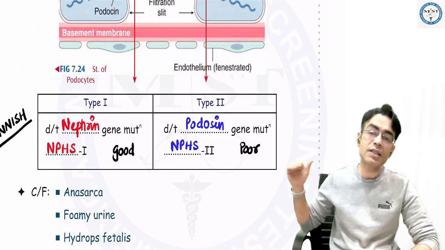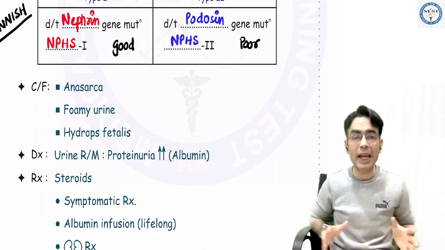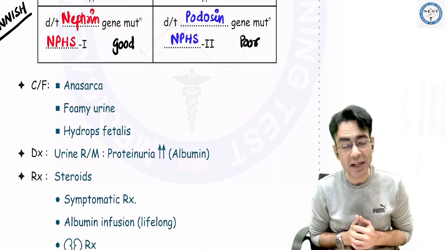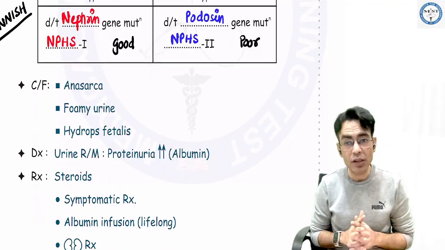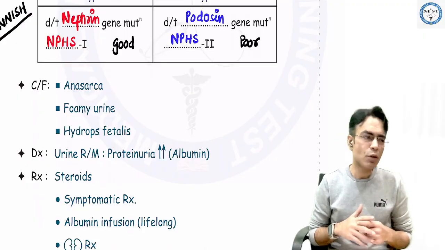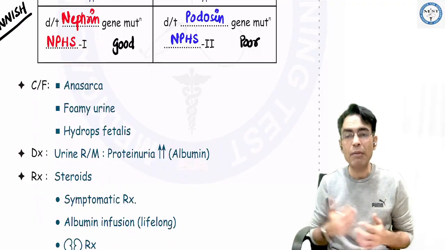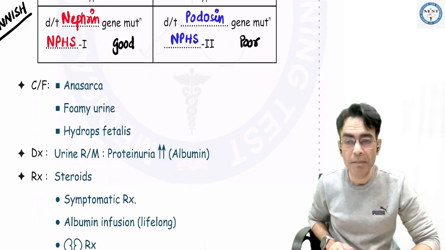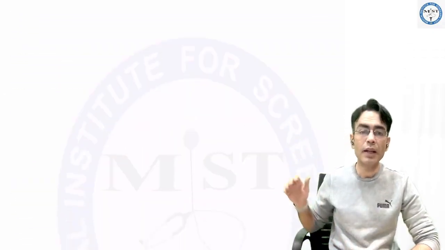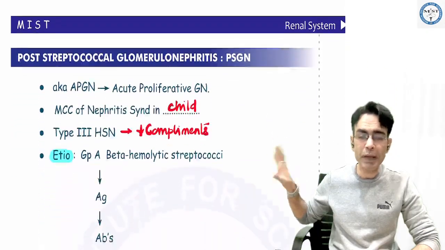The child is born with generalized swelling, anasarca, foamy urine, and hydrocele can occur. You will see proteinuria, but selective proteinuria because only albumin is lost in the majority of patients. Symptomatic treatment is required. Lifelong albumin infusions can be required, but if it's a severe form of the disease, kidney transplant also is needed. Then comes your nephritic syndrome, PSGN.